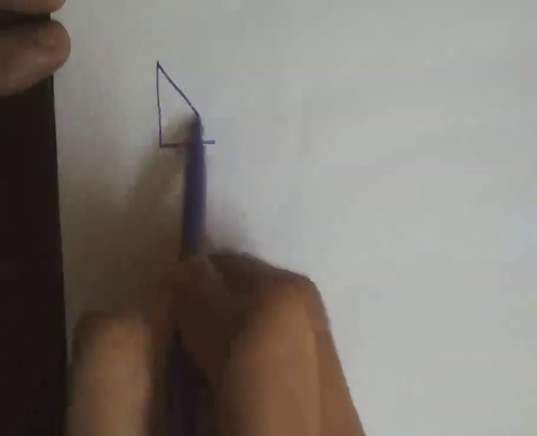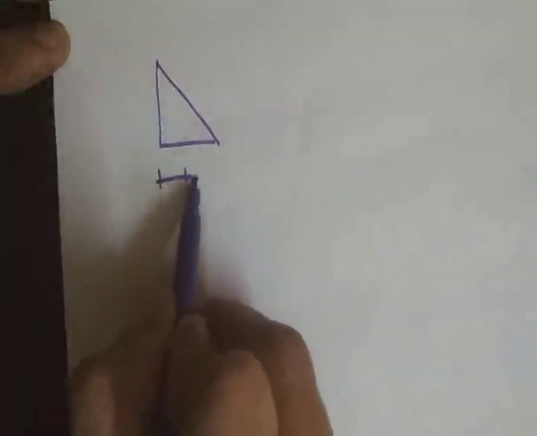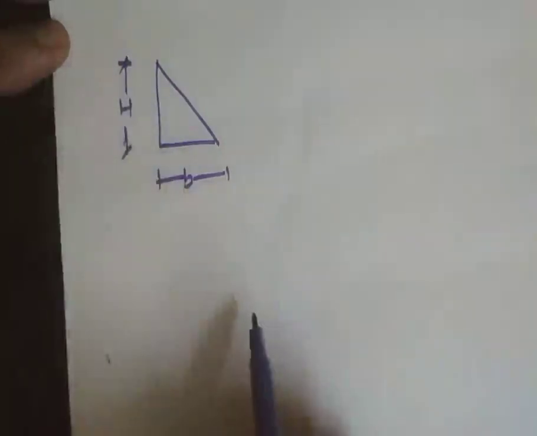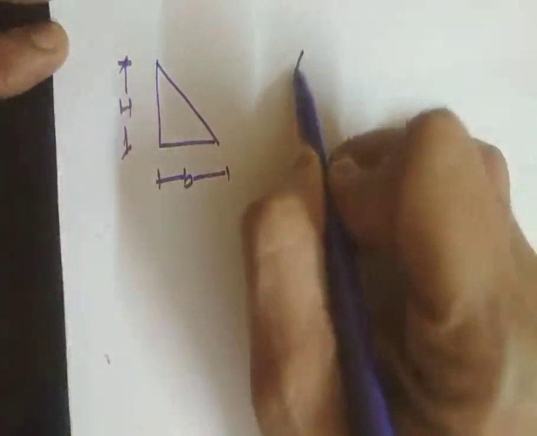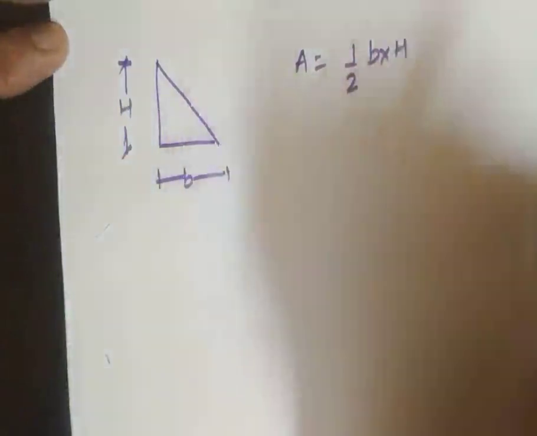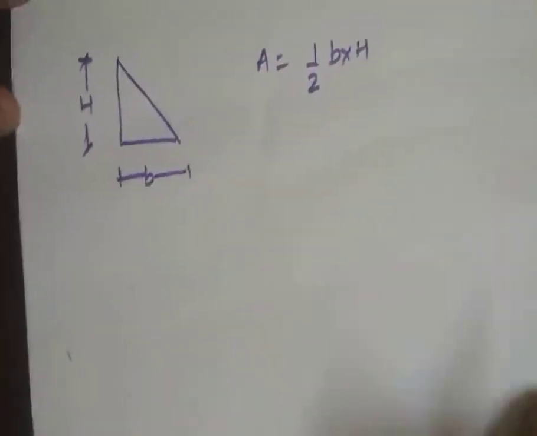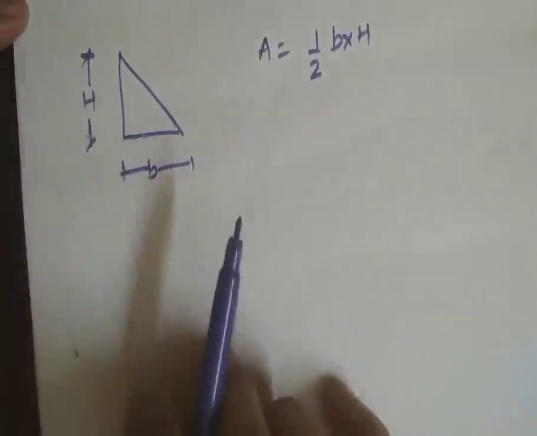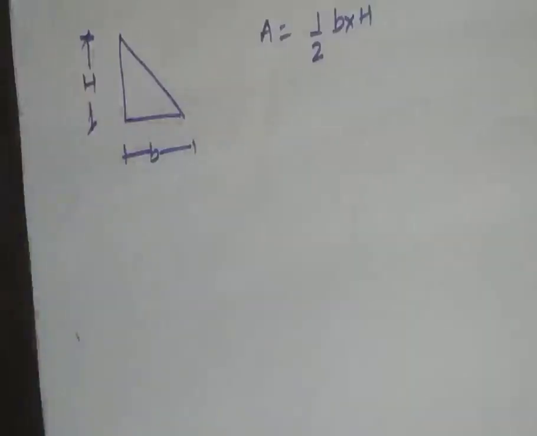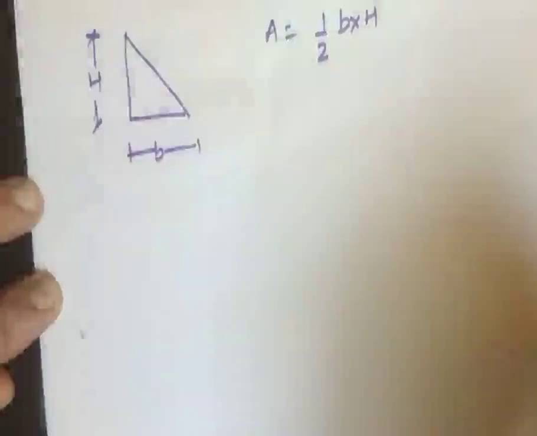So the first part is the centroid of the triangle. Consider a triangle of base B and height h, and we need to find the centroid of this particular element. To find the centroid of the element, the area of the triangle is half base into height. This is the total area of the element. Now within this elemental area we shall consider a thin strip, and that thin strip will be taken along the horizontal section.